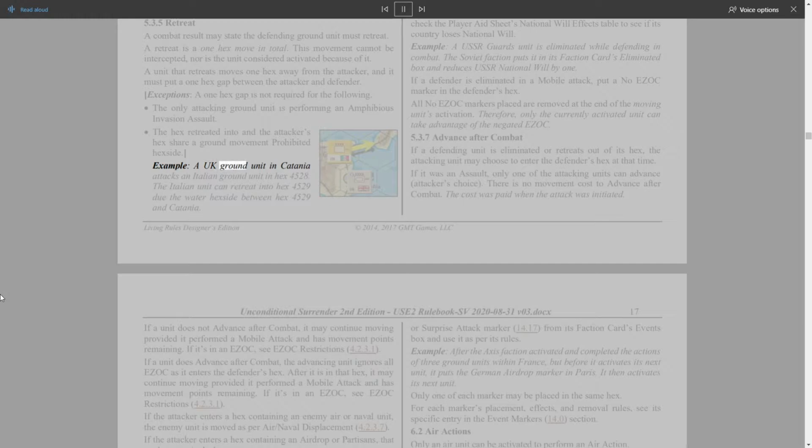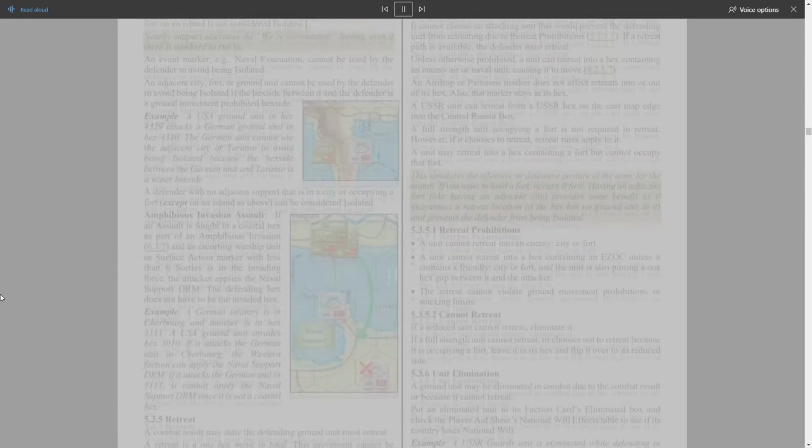Example, a UK ground unit in Catania attacks an Italian ground unit in hex 4528. The Italian unit can retreat into hex 4529 due to the water hexside between hex 4529 and Catania. The defending faction chooses the hex a unit retreats into. In an assault, the retreat is away from any one of the attacking units. The defending faction chooses which unit it is moving away from. It cannot choose an attacking unit that would prevent the defending unit from retreating due to Retreat Prohibitions 5.3.5.1. If a retreat path is available, the defender must retreat.